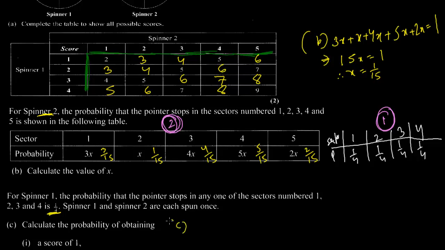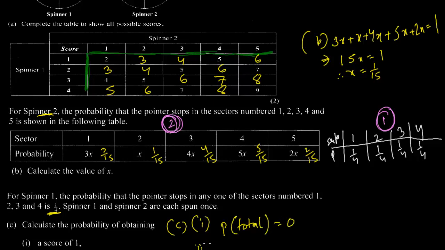So let's start. Question number C, number 1. What would be the probability of getting a score of 1? Let's look at this total table. There is no chance of getting a score of 1 because in this table, these are the totals. There is no total that gives us 1. So the probability of getting a total of 1 is 0.